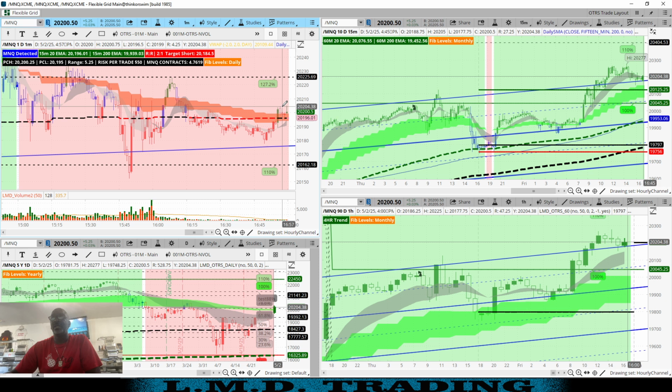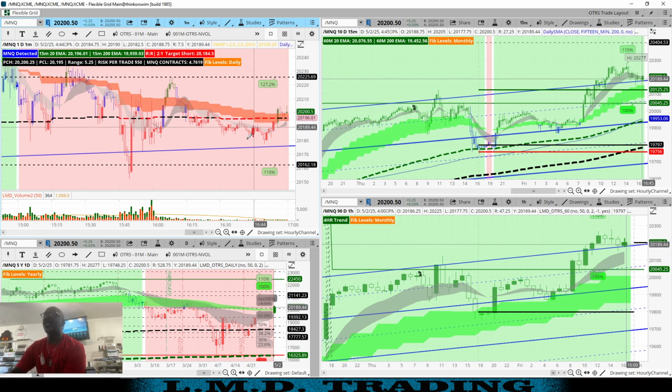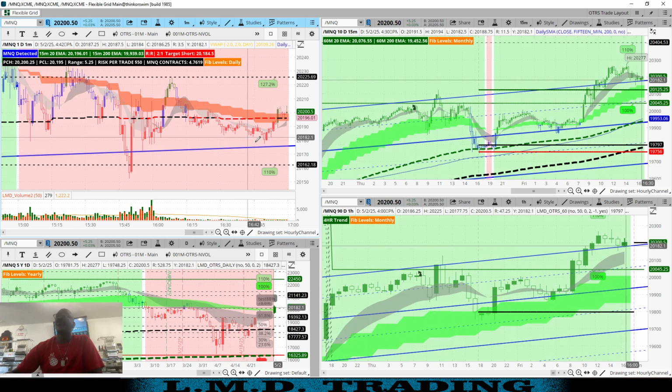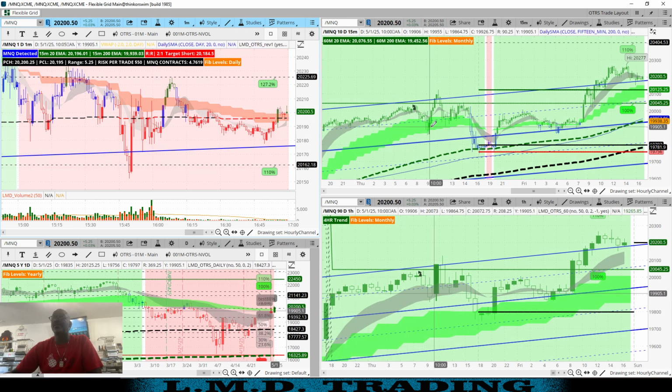And you say, well, LMD, your chart is red. Guaranteed, if price gets above this level, my chart will immediately turn green because price is going to be above this flush cloud. It's red now, so I call that a flush cloud. When it's green, it's a bounce cloud.